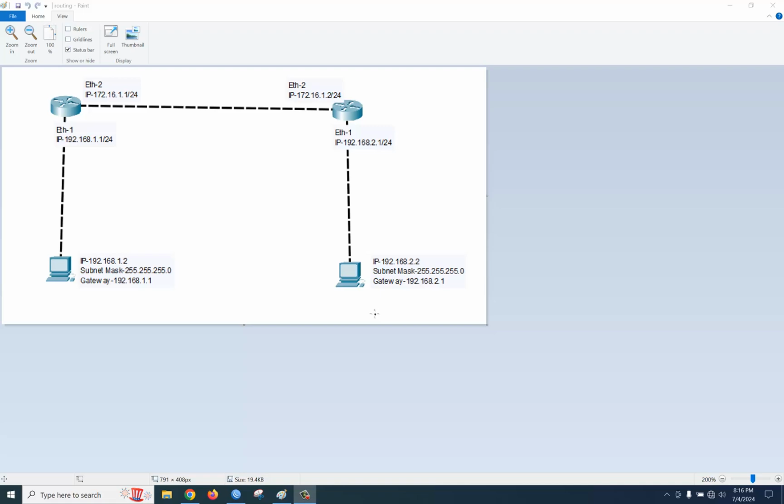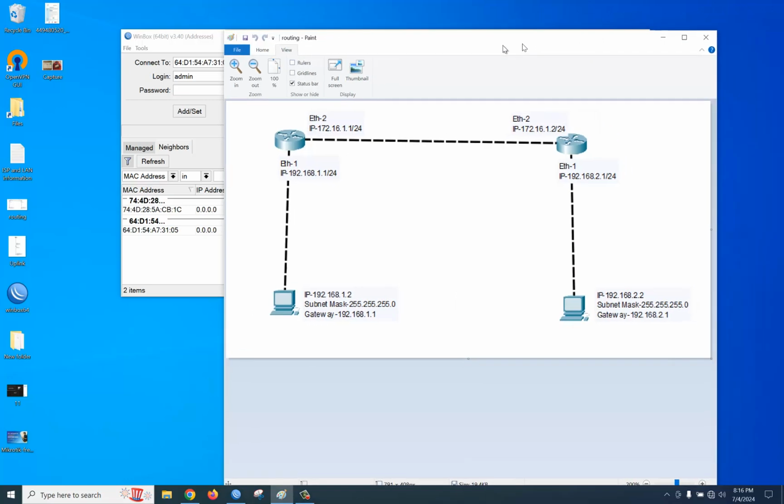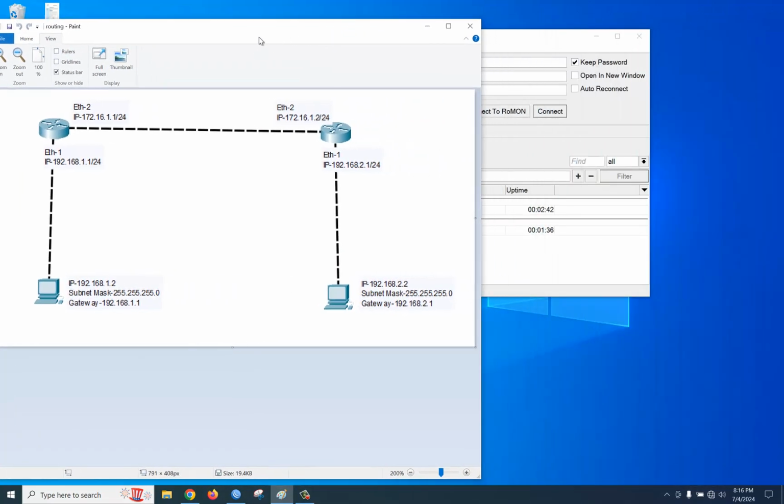Hello everyone, today I'm going to explain how to configure OSPF in a MikroTik router. In our diagram, we have two MikroTik routers and three different networks. We configure routing for communication between different networks, right? We have reset both routers, so there is no configuration. We start from scratch. So let's see how to configure it.